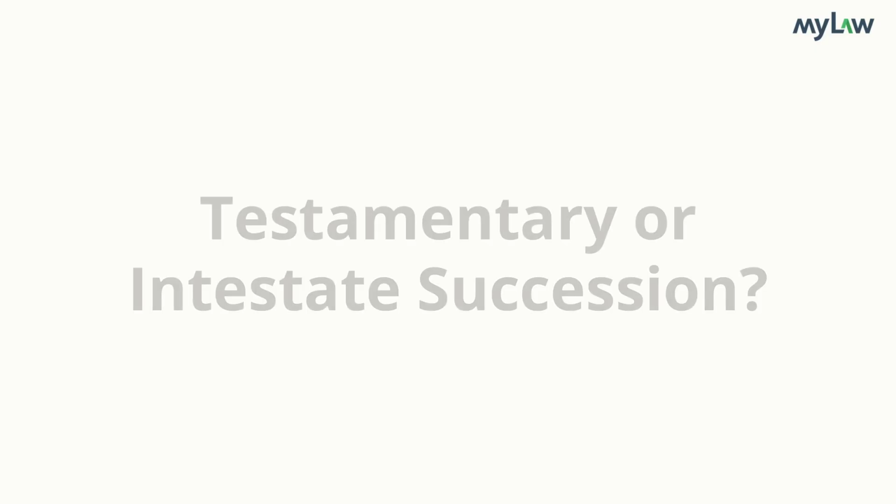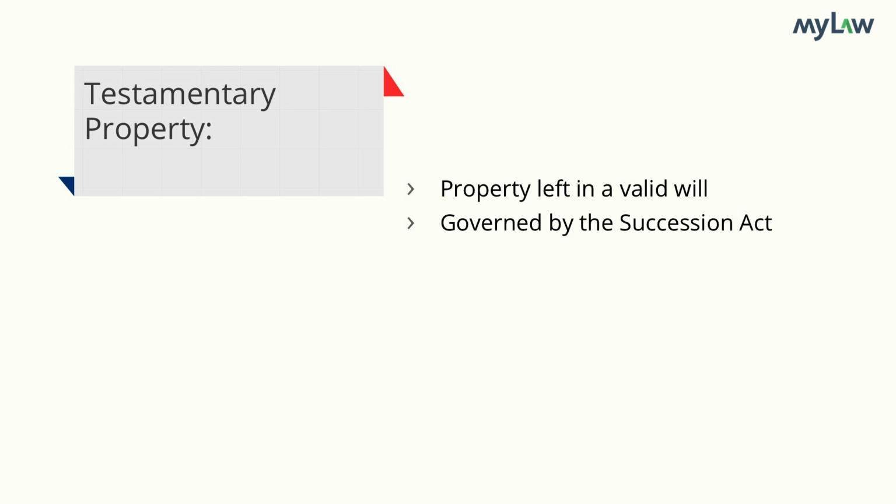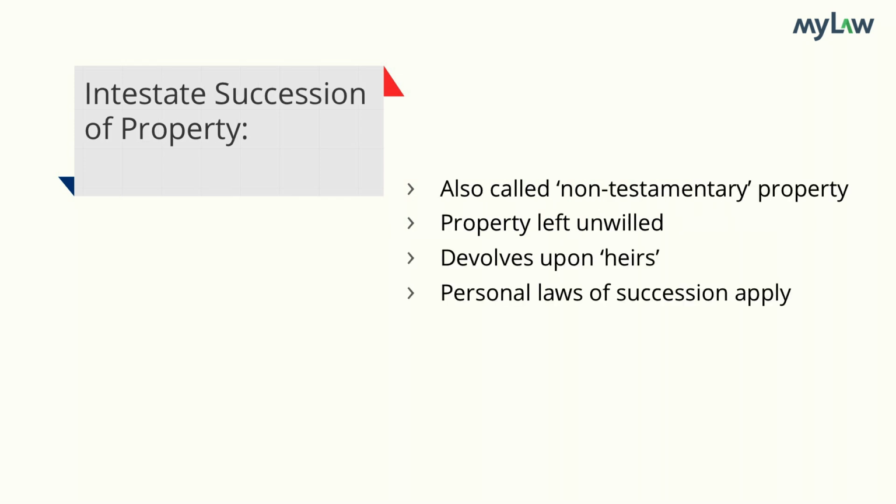Now that you know that inheritance is one method of owning property, let us study the relevance of such laws on women's right to property. Property can be inherited either through testamentary or intestate succession. On the death of a person, if the property left behind has been mentioned in a valid will, then the devolution of such property is called testamentary succession and is governed by the Succession Act. Where there is no will left by the deceased, the devolution of such property is called intestate succession. Intestate property devolves upon heirs by the laws of succession under personal laws.